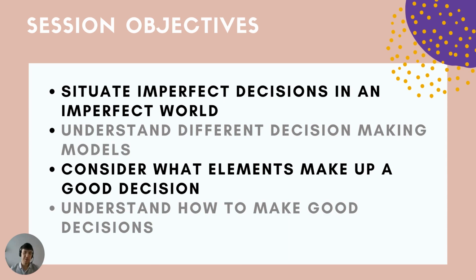So firstly, we want to be able to situate imperfect decisions in an imperfect world. So not every decision you make has to be a perfect one if the world itself is not perfect. We also want to understand the different decision-making models. Just a few to run through to give you an idea about decision-making procedures and how you can formulate a decision-making process for yourself. Then we're going to consider what elements make up a good decision as well. And we want to understand how to make good decisions.